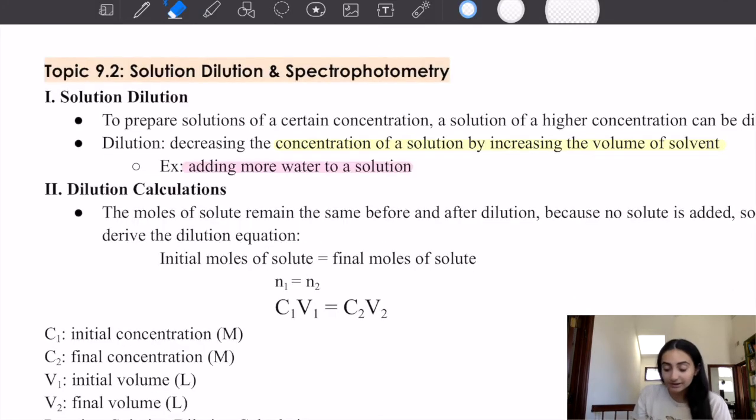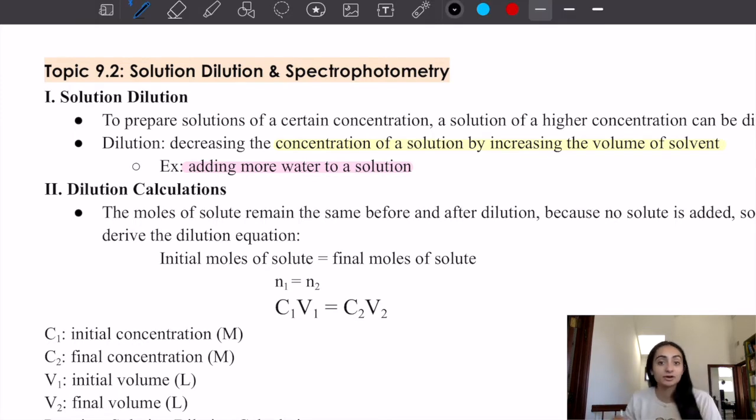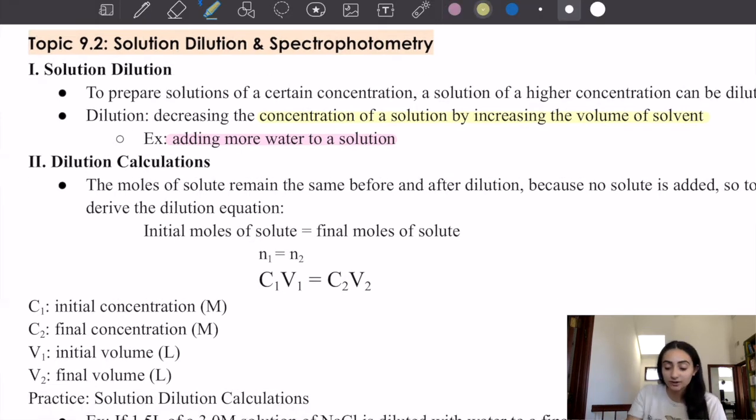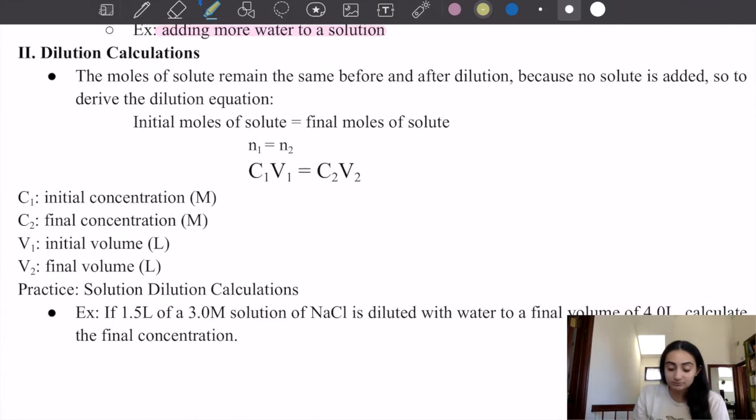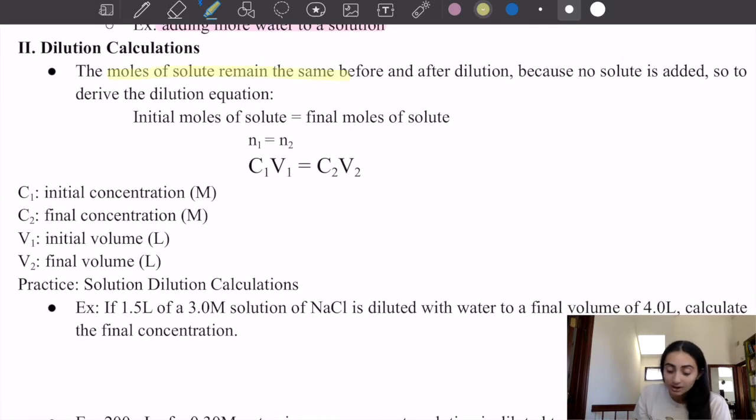So we can calculate dilution. We can calculate the final concentration or the final volume or the initial concentration or initial volume in a solution given certain information. So the moles of the solute are always going to remain the same before and after the dilution. It's the concentration and the volumes that change, because no new solute is added. It is just being spread over a greater volume, which we know from our definition of concentration and the equations we use to calculate concentration.